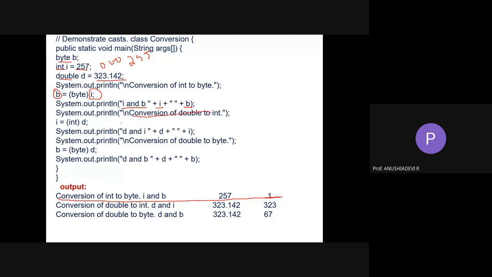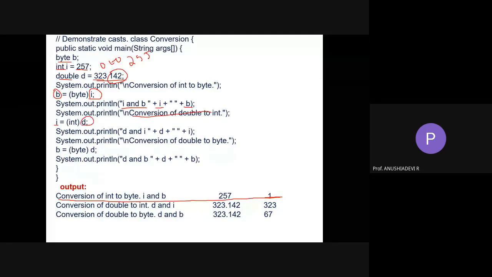And then System.out.println, conversion of double to int. So how the double variable is converted to int type: after the decimal point, the values are truncated. Only the 323 is going to be stored in this variable I. So now it will print D and I. What is the value of D? That is 323.142. And then the I value is only 323, it will print 323.